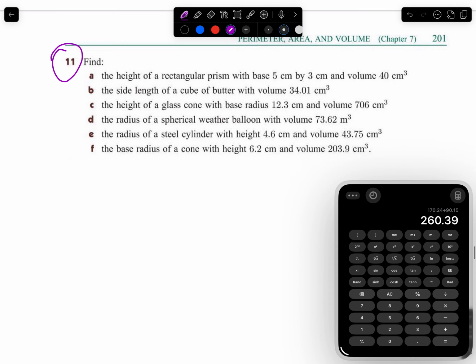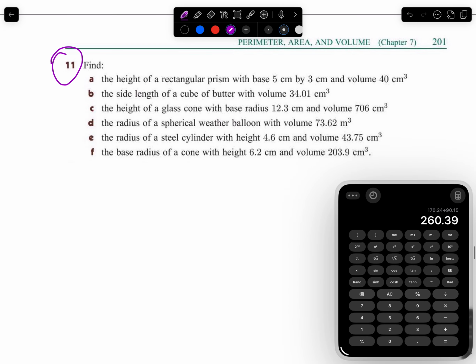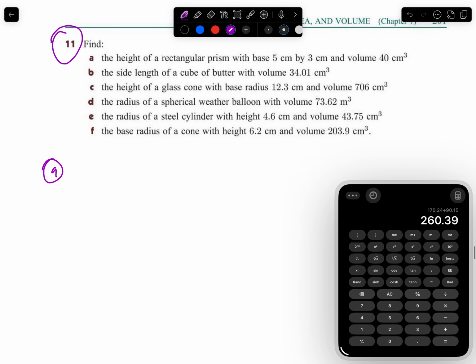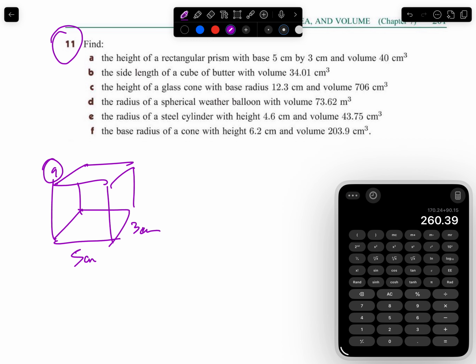Establishing the garden. 11, find the height. So I'm not going to do all of these, because they're self-explanatory once you've got the working out of it. A, the height of a rectangular prism with base 5 by 3. Draw your own diagram. And volume, we know the volume is equal to 40 cubic centimeters.